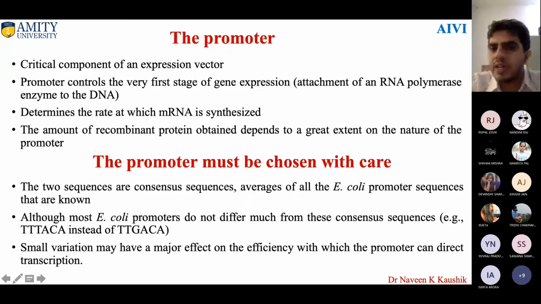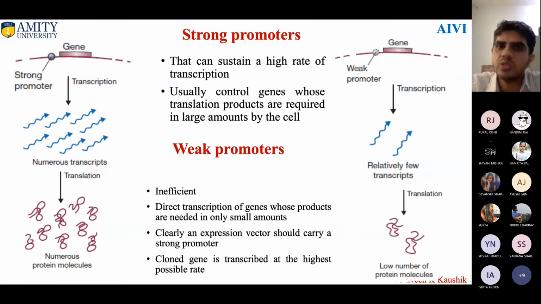Now one more point is the strong promoter and the weak promoter. Strong means it is going to express your gene strongly, means it is going to transcribe much more. You can simply say it is just like your copy number. A promoter which gives multiple copies of your mRNA, we call it a strong promoter. A weak promoter is going to give you fewer copies of your mRNA. A strong promoter can sustain a high rate of transcription, and usually controls genes whose translation products are required in large amounts. So where you need a large amount, in that case we need a strong promoter.